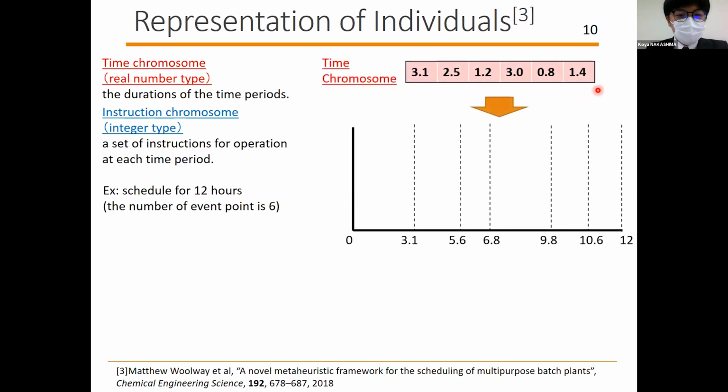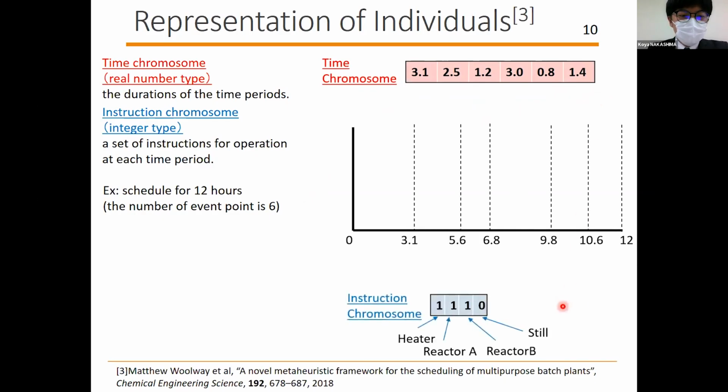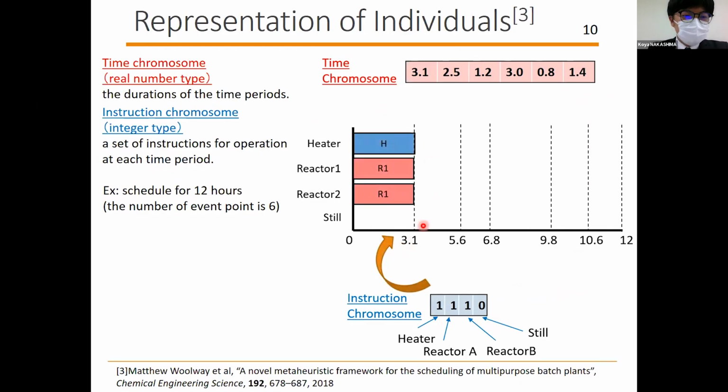First, the time horizon of 12 hours is divided into 6 points according to the time chromosome. Since the target process has 4 units, the operational conditions at each time period can be represented by 4 genes. For example, the first time period looks like this. Heater executes the job represented by 1, and reactor 2 executes the job represented by 1. Also, since still is 0, nothing is executed.